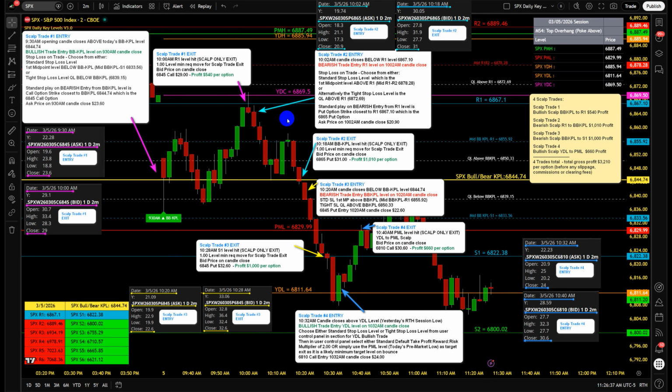Okay, so we have the entry here. Now we have the stops. Now it's the same process as far as the strike. Standard play is going to be the closest strike to the level we're taking the trade from. 68.6710, so that's the 68.65 option. In this case, a put option, since this is a bearish play.